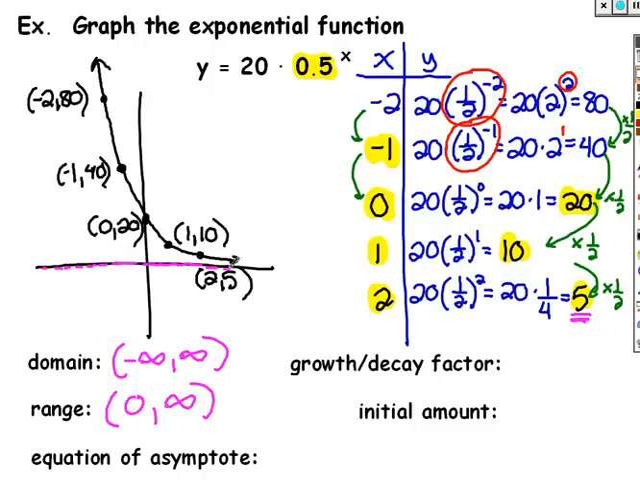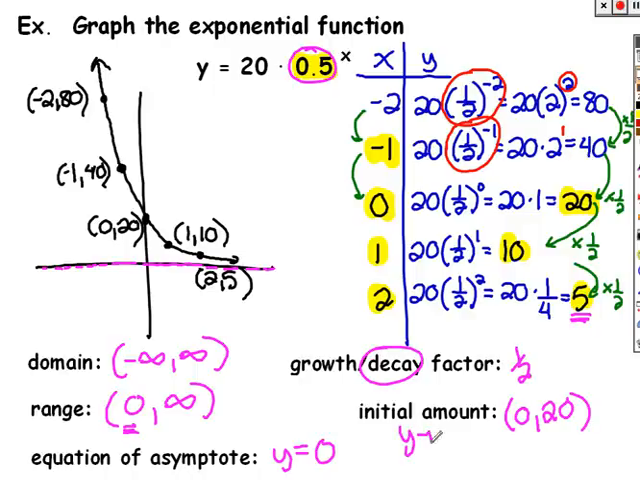The asymptote is actually the same here as the previous problem, the x-axis, or y equals 0. So I'm going to approach a y value of 0, but never quite get there. And this is exponential decay because the b value is less than 1. So 1/2 is the number that we're repeatedly multiplying by, which is why everything's getting smaller. And the initial amount, or that y-intercept, is 20. So y-intercept, 20. All right, that's the start to chapter 7.